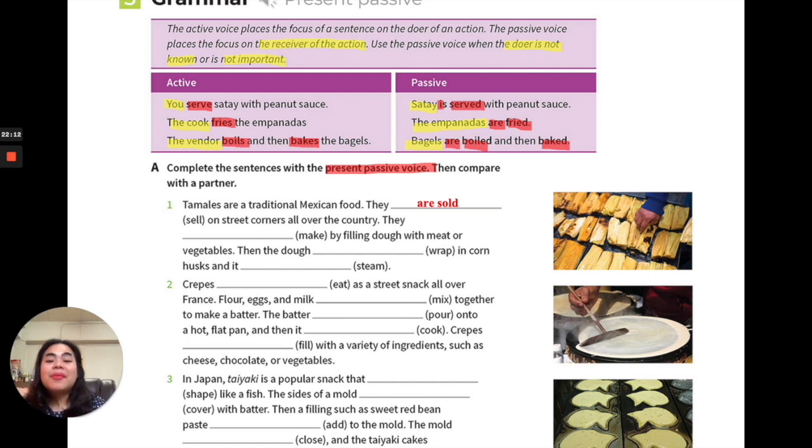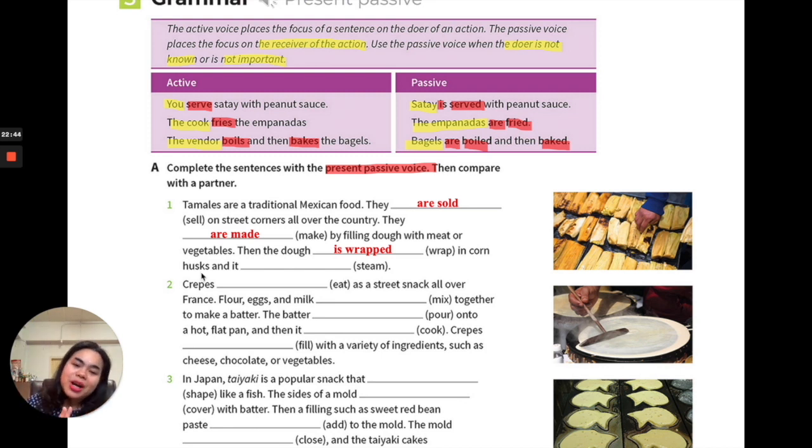They are made by filling dough with meat or vegetables. Then the dough is singular now, okay? Singular, wrap, right? Wrap. Add ed, but you need to double the p first before you add ed, and the sound also changes. Not rapid, it's wrapped, okay? Wrapped. Then the dough is wrapped in corn husk.